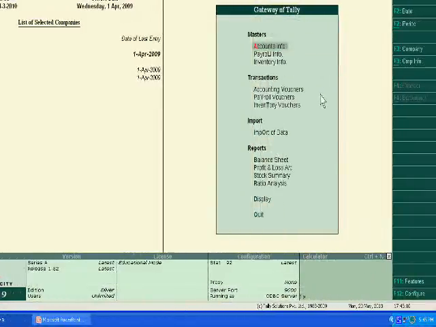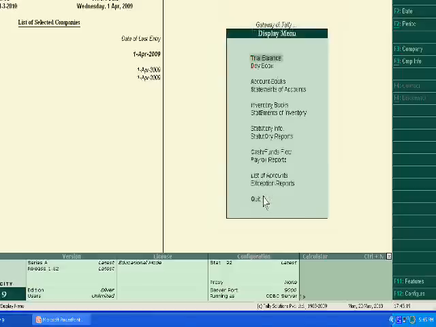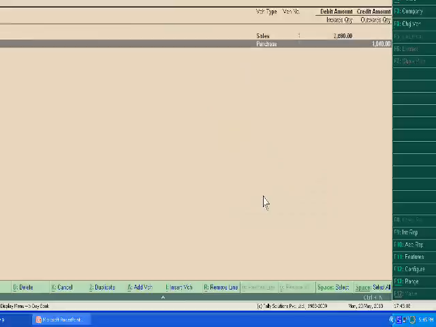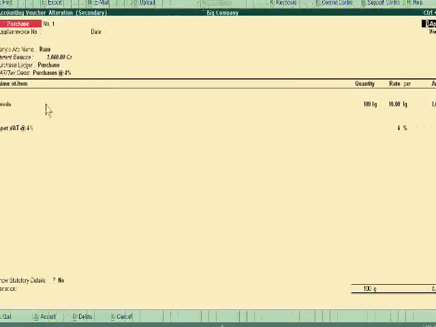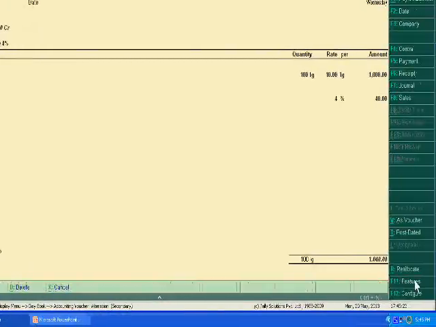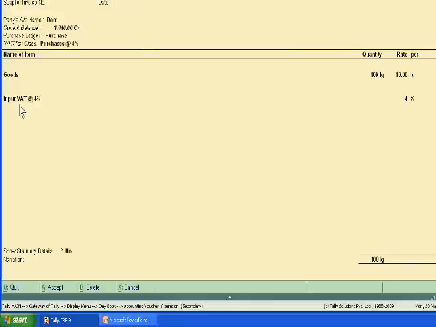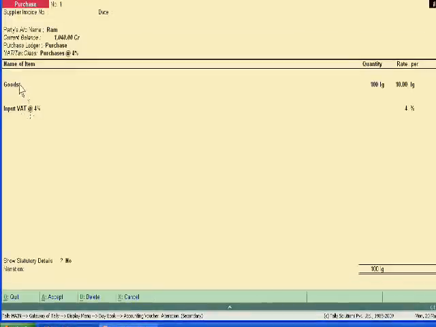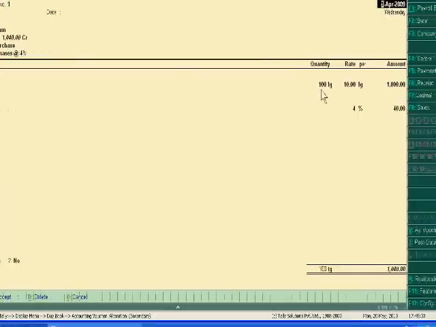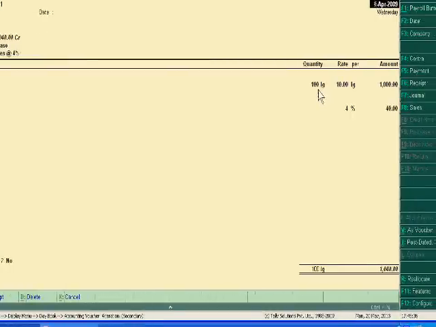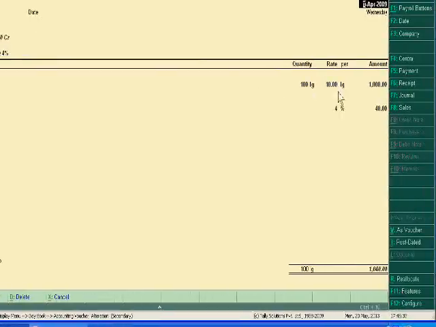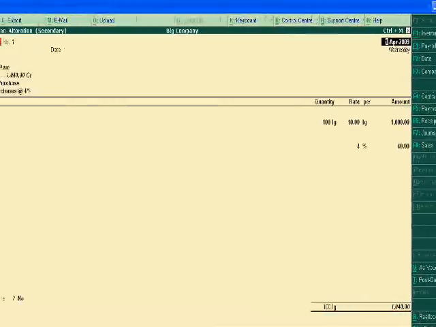Now come to Tally. First of all, I am showing what we have passed. This is our day book. We have enabled the VAT feature, and we have created input VAT and output VAT, and we have passed the entry by buying 100 kg goods at 10 rupees. 1000 is the cost and input VAT is 40. This is the entry of purchase.